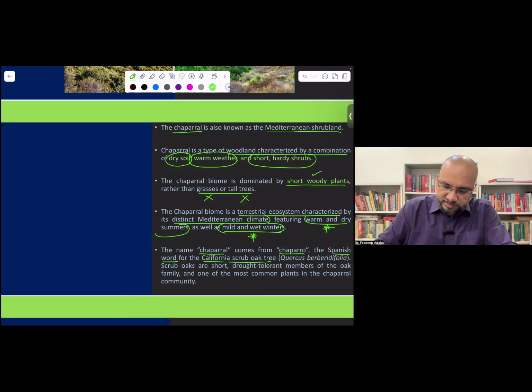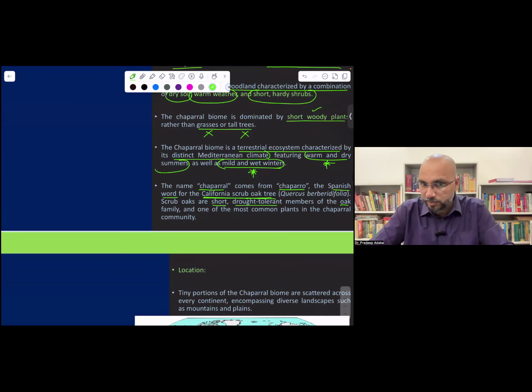Chaparro is the Spanish name for the California scrub oak tree, Quercus berberidifolia. Scrub oaks are short, not very tall trees. They are drought tolerant and are members of the oak family. These are the most common plants, commonly seen in the chaparral biome. That is why names come from the dominant plant species of the area. So from chaparro comes chaparral.